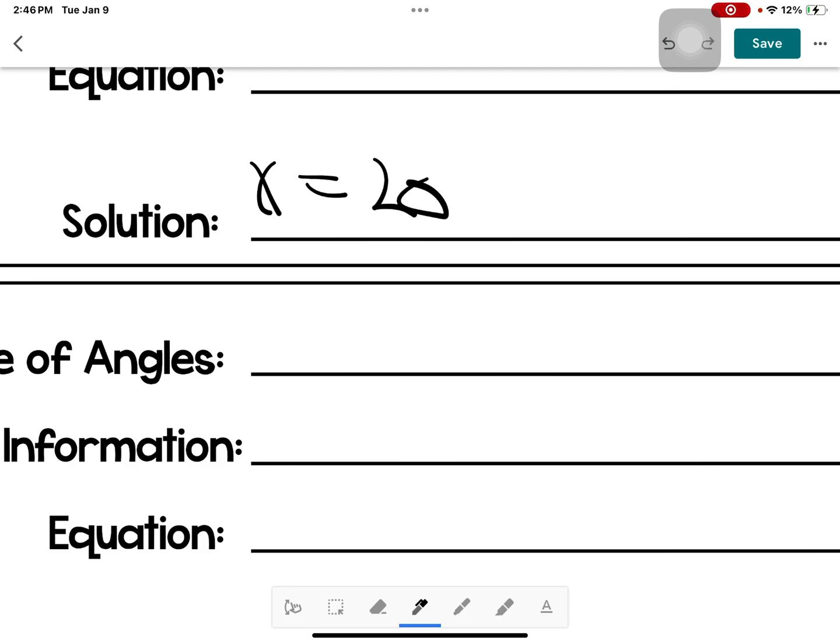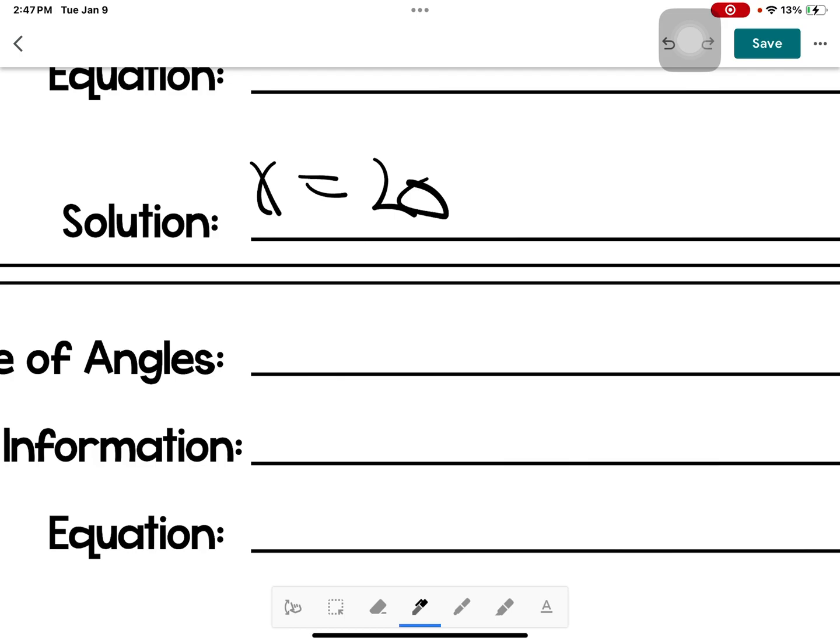This green colored angle, how much is it, or what is it labeled? 2x. Yes, it is 2x. This part of the angle is how much? How much is the blue highlighted angle? 30. Okay. What do we know?